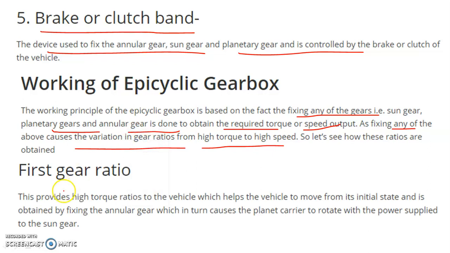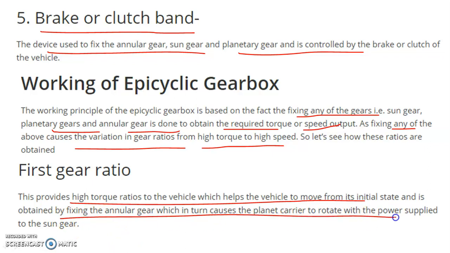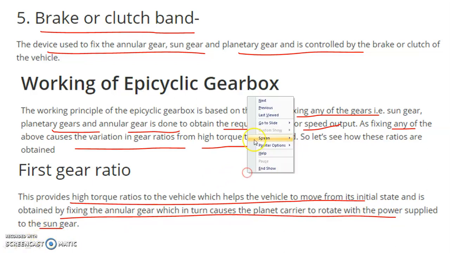First, gear ratio. This provides a high torque ratio to the vehicle, which helps the vehicle to move from its initial state, and is obtained by fixing the annular gear, which in turn causes the planet carrier to rotate with the power supplied to the sun gear. So this way we can have the first gear ratio.